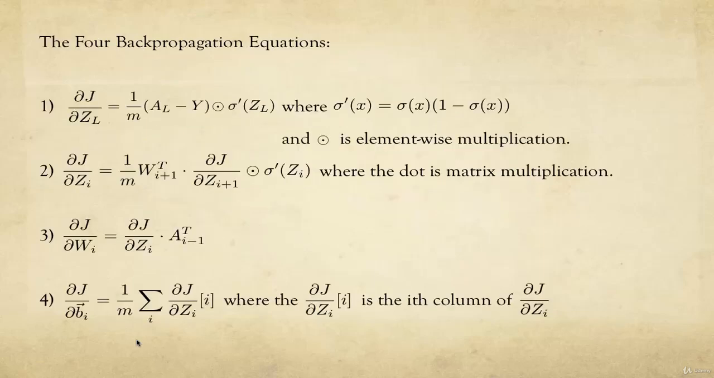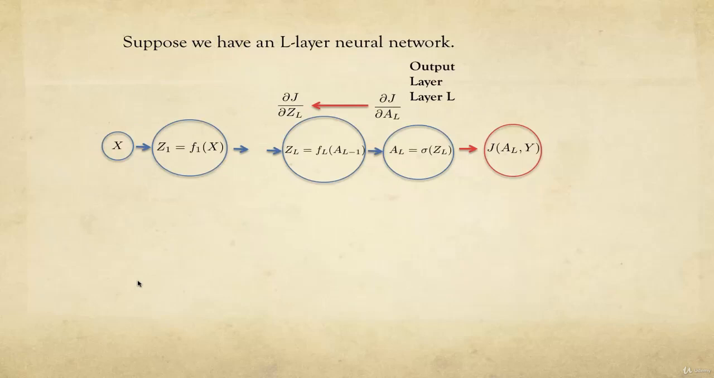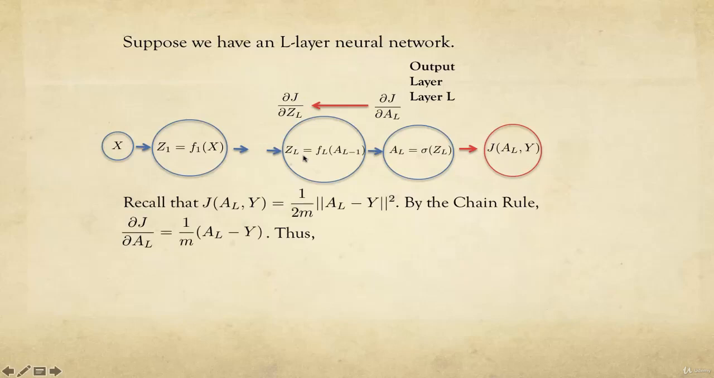Well, let's actually show you visually how these formulas relate to the picture that we saw earlier. So again, suppose we have an L-layer neural network. We first find dJ/dA^L, and then use that to find dJ/dZ^L. Here, this first one is actually very simple, so we can do this with just regular calculus.